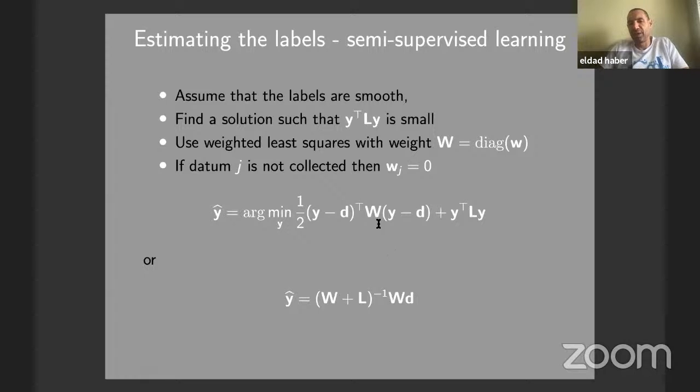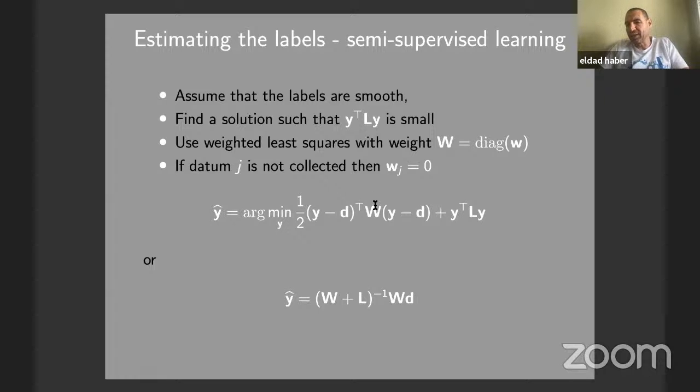What you're going to do is say, okay, I'm going to estimate my y hat as solving a very simple minimization problem. And here you can see why I assume Gaussianity, where I look at y minus d, which is my residual, assumed to be Gaussian, a weighting matrix W, which I'll talk about in a second, times y minus d, and y transpose Ly is my Laplacian smoothing. And there is a regularization parameter, but it's hiding inside the L here. It's not that important, as you'll see in a second.